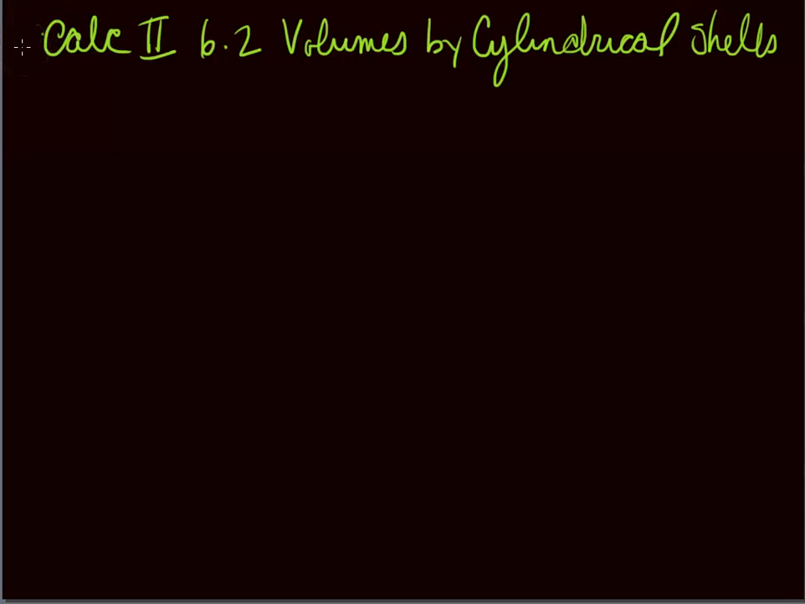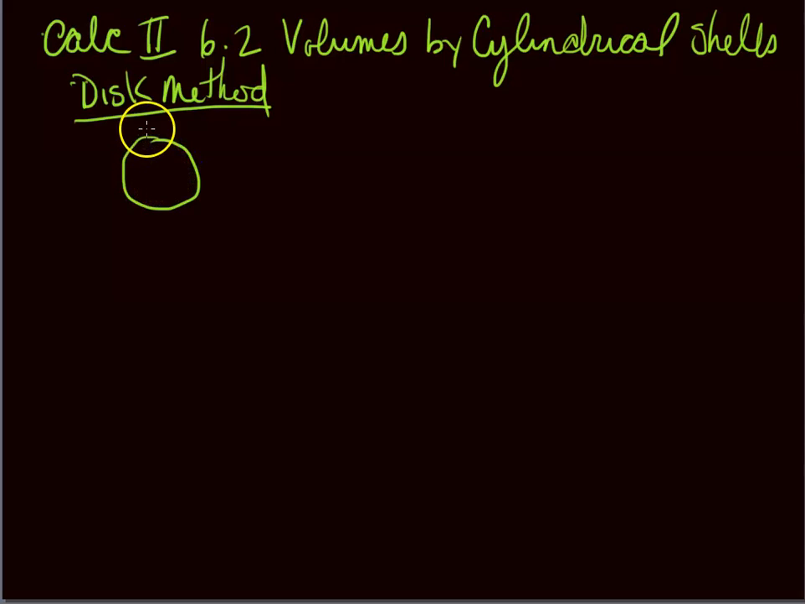Calculus 2, 6.2 volumes by cylindrical shells. In 6.1, we introduced the disk method. This was slicing up a solid. It usually produced a circular disk. It had some thickness, though. That thickness we'd call dx or dy.